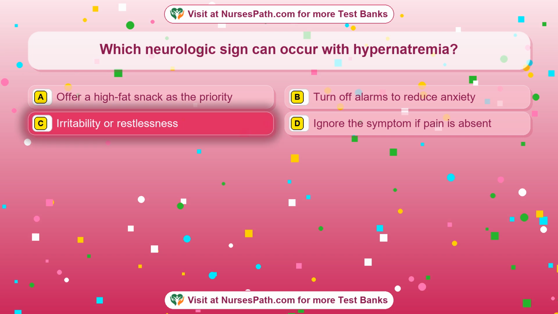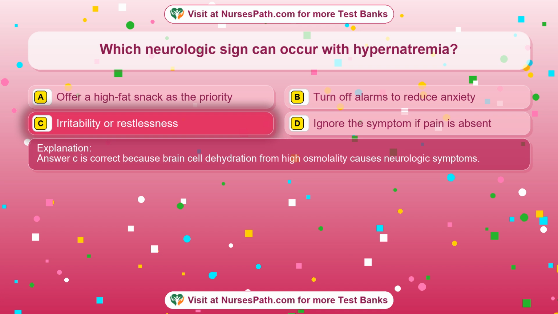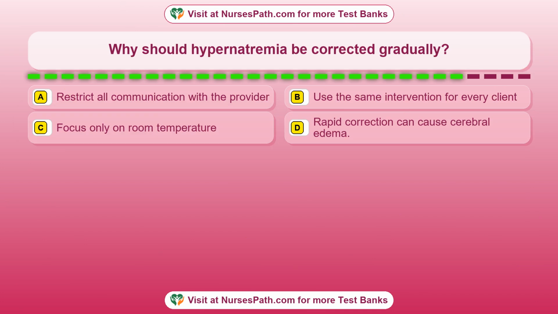The correct answer is option C. Irritability or restlessness. Answer C is correct because brain cell dehydration from high osmolality causes neurologic symptoms. Question 4. Why should hypernatremia be corrected gradually? Option A. Restrict all communication with the provider. Option B. Use the same intervention for every client. Option C. Focus only on room temperature. Option D. Rapid correction can cause cerebral edema.